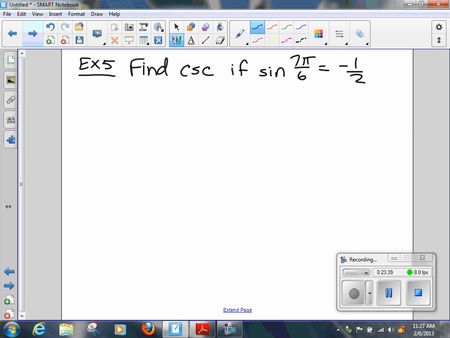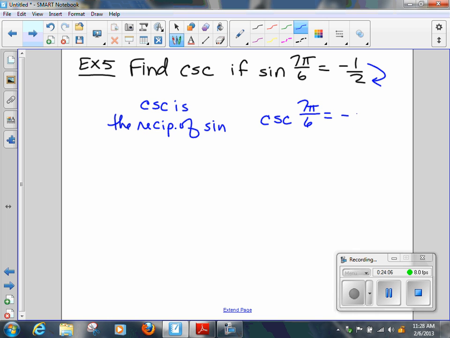Kelly, what are you thinking? What is it? Why is it negative 2? Because cosecant is the reciprocal of sine, isn't it? So just flip it over. Cosecant of 7 pi over 6 is negative 2, isn't it?